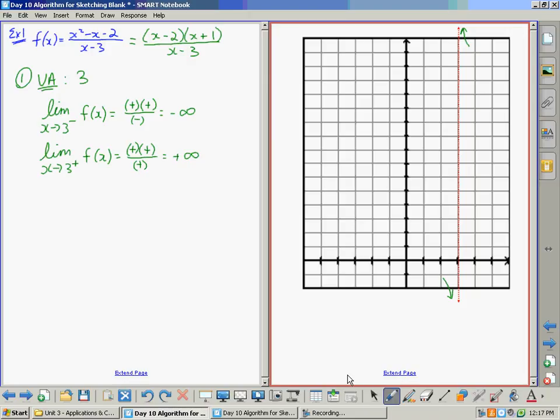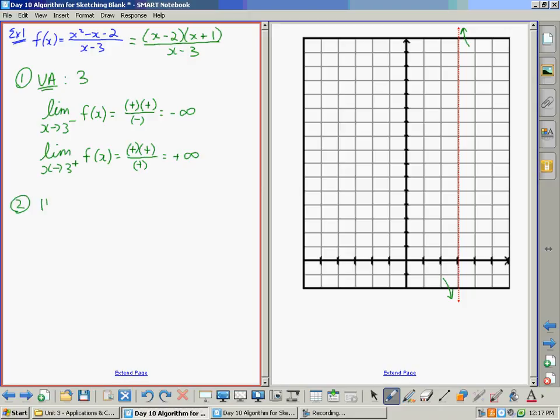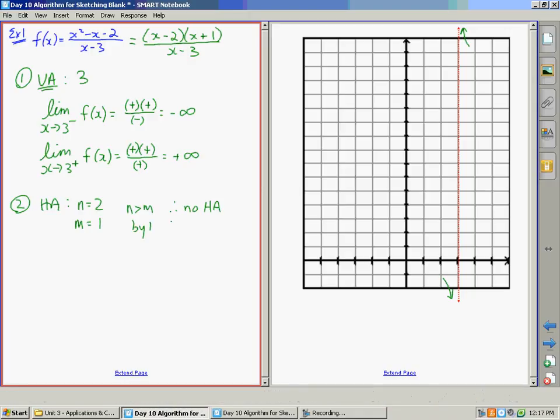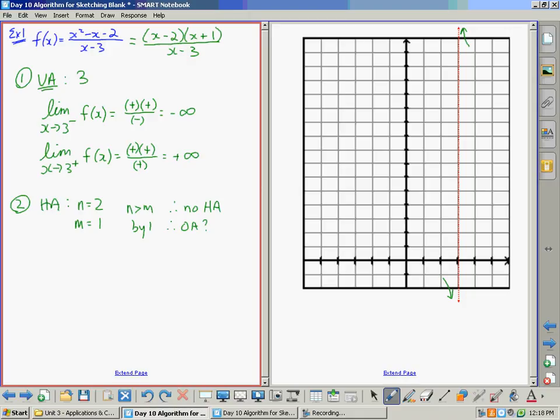Next step in our algorithm is to find horizontal asymptotes. To do that, we investigate n and m. N is the degree in the top, which is 2. M is the degree in the bottom, which is 1. N is greater than m, which means there's no horizontal asymptote. But since they're bigger by 1, there could be an oblique asymptote. So to find oblique asymptotes, we actually do the division. So it is x squared minus x minus 2, all being divided by x minus 3.